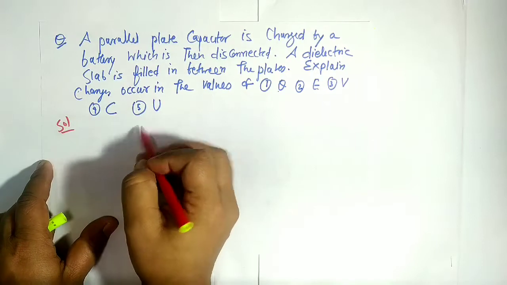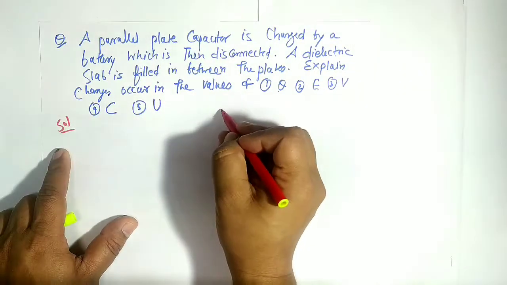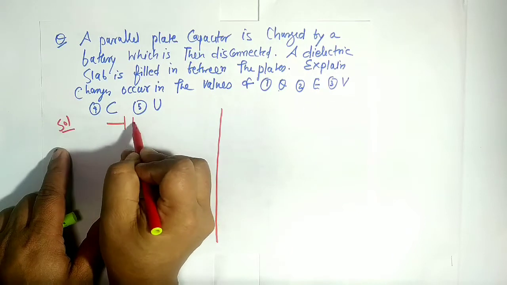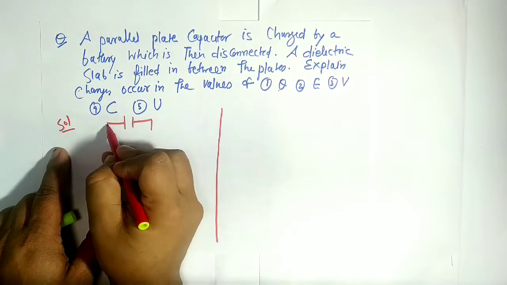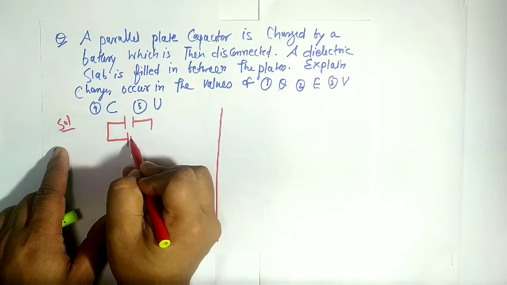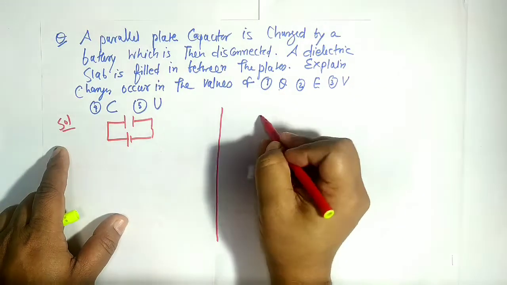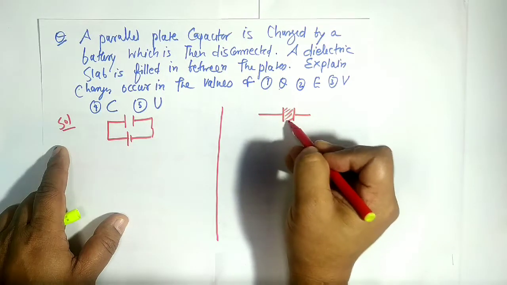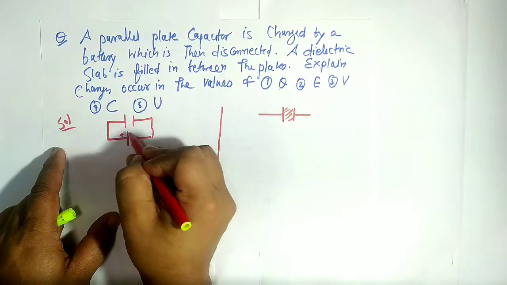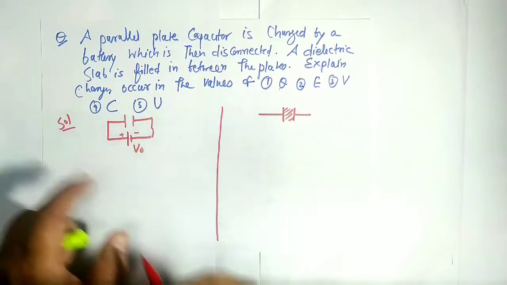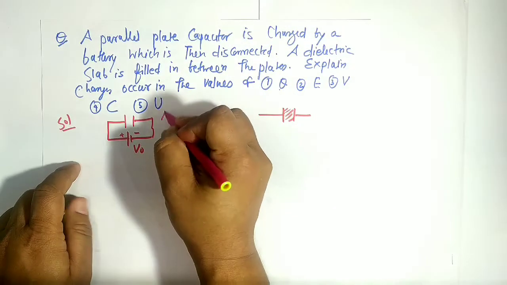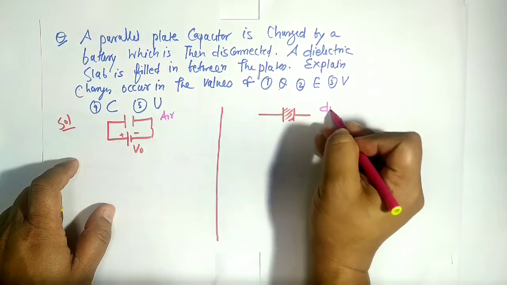So very simple. You know that I will make two cases here. One is that the capacitor was connected with the battery. And this was a battery. And then another was that the capacitor was disconnected and was filled by dielectric. Got it? Say this is the potential difference. So initially it is in air medium, and now it is in dielectric.